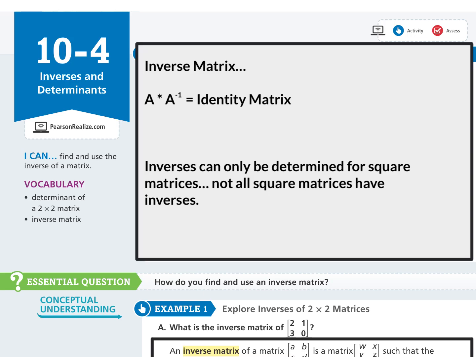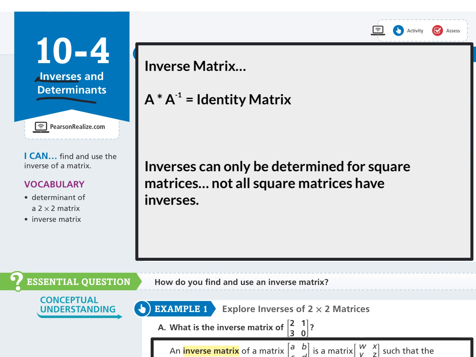All right, so today we're going to talk about inverses and determinants, and this is actually a really important skill moving forward to what we're going to use matrices for tomorrow, which is going to be solving equations. So today we have a few vocabulary words we need to really focus on: inverse and determinant. So let's start with what an inverse is.